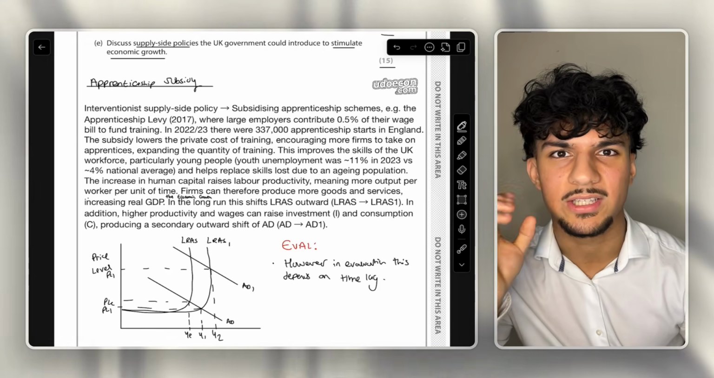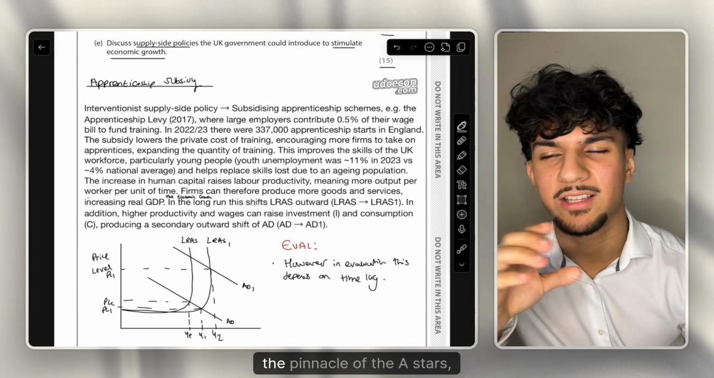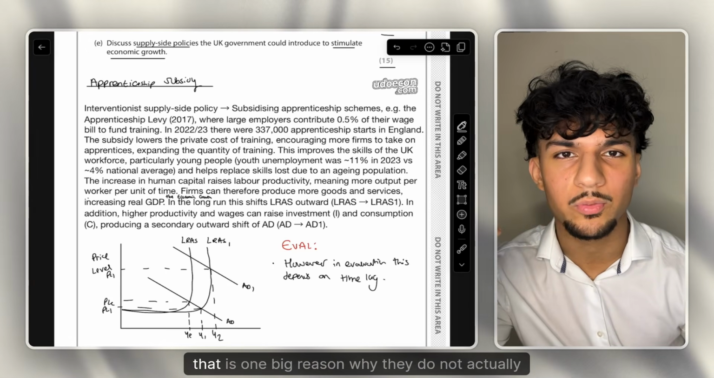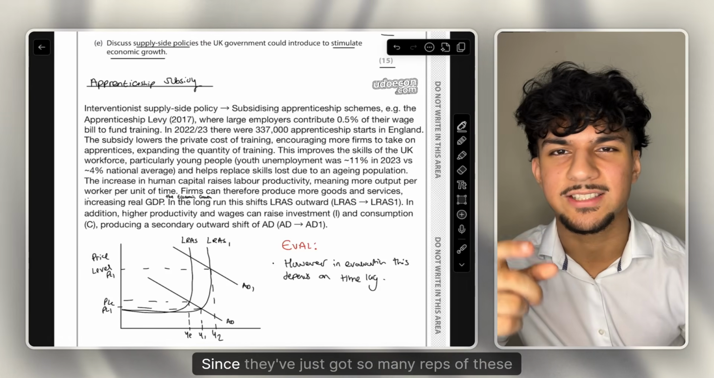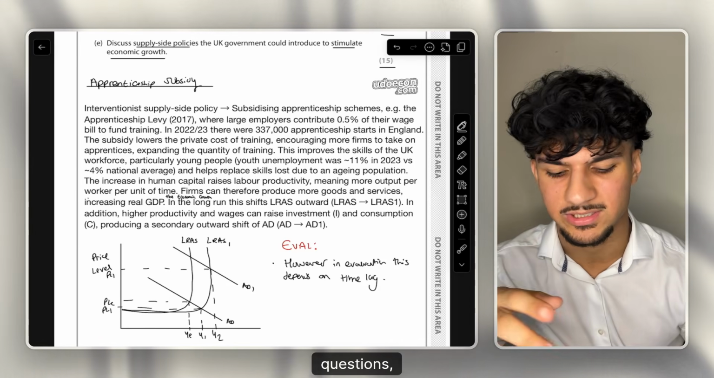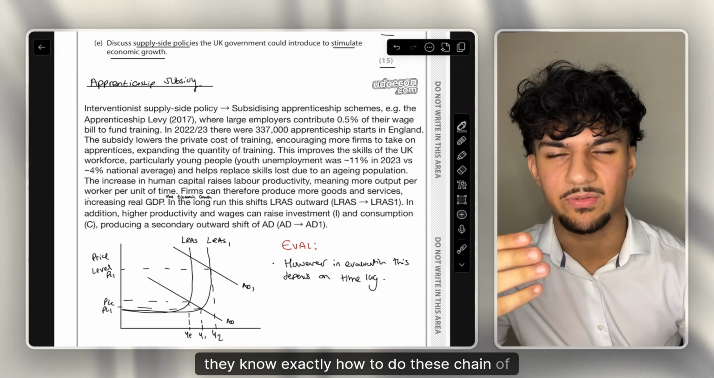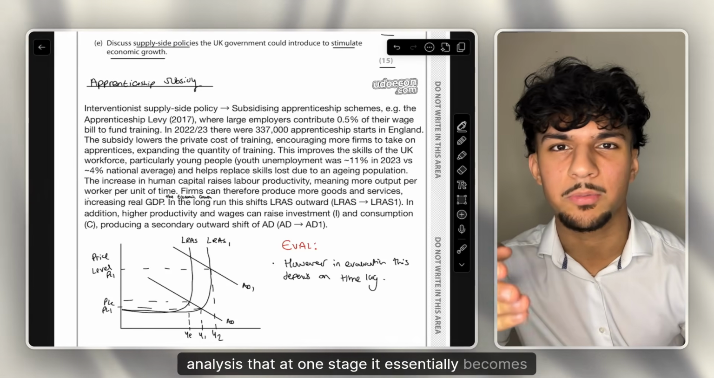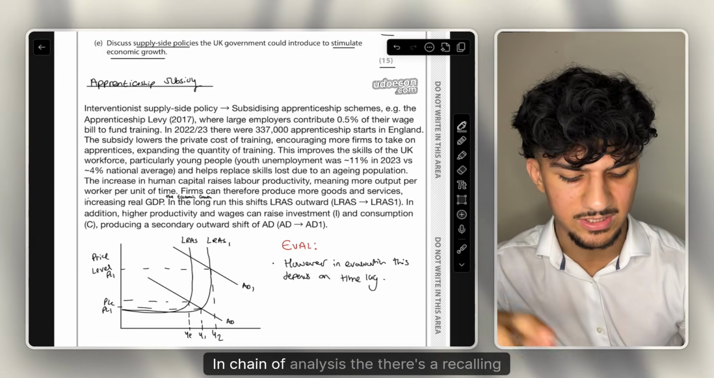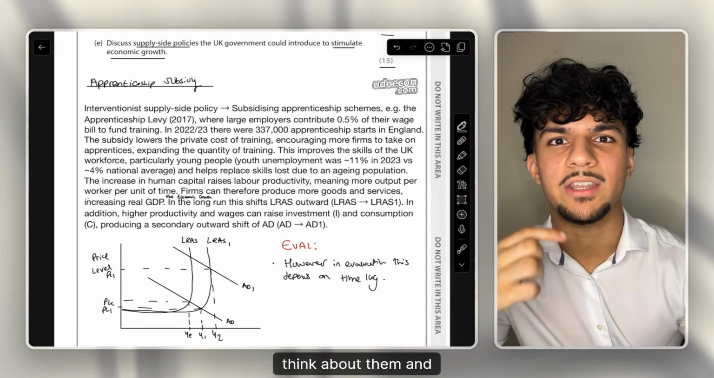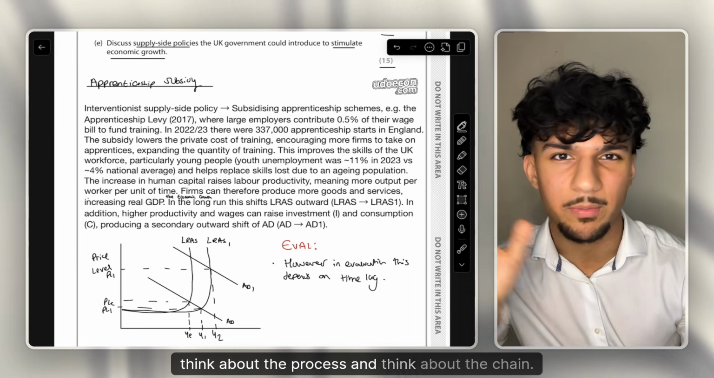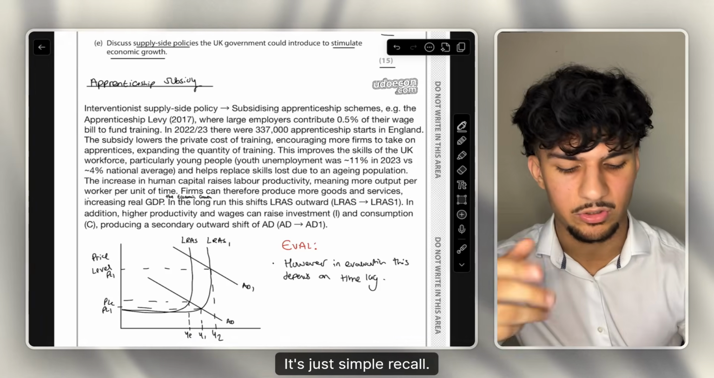Now, in my own experience, the top level of students, the pinnacle of the A stars, that is one big reason why they do not actually struggle with timing, since they've just got so many reps of these questions. They know exactly how to do these chains of analysis that at one stage it essentially becomes recall, where they're just recalling chains of analysis, they're just recalling evaluation points instead of actually having to think about them and think about the process and think about the chain. It's just simple recall. But anyway, back to this.